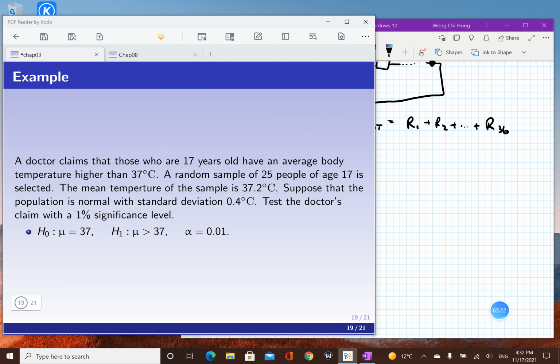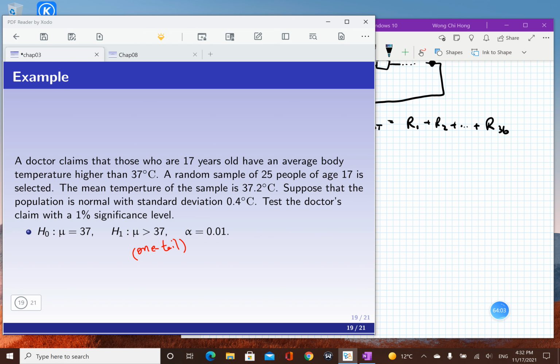Another example. Here's one that is a one-tail test. Suppose that a doctor claims that teenagers may have higher body temperature than normal people. I don't know if this is true, but suppose that this is what a doctor believes. He wants to perform an experiment to check whether this is the case. So again, he collects a random sample of a number of people. I've got 25 here. Again, 25 because I've got square root of n.